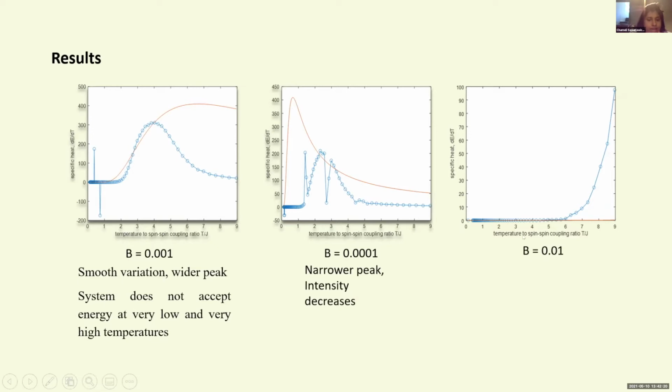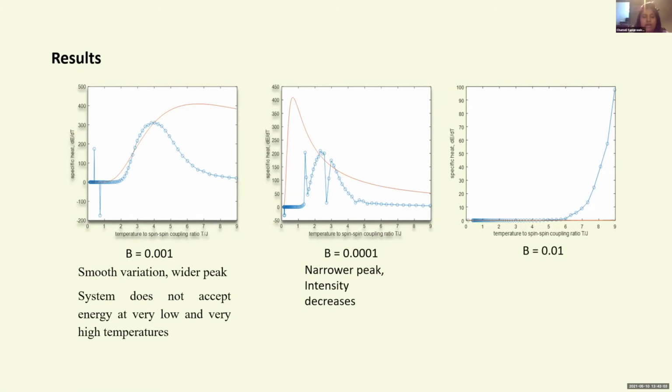Here we can see that when the external magnetic field equals 0.001, there is a very smooth variation of heat capacity versus temperature at negative spin-spin coupling. We can clearly see in the first graph that the system does not accept heat at very low and very high temperatures.